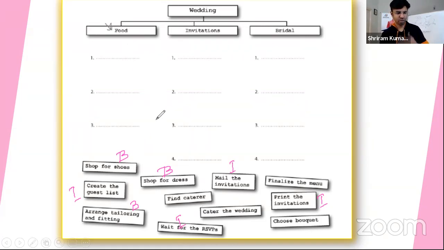Food. Under food, what all do you have? Find the caterer. Right. Menu. Right. And then cater the wedding. Okay, pretty good. Where does choose banquet come? It should be bridal, invitation or food, where will it go? Planning, bridal. It goes to bridal.